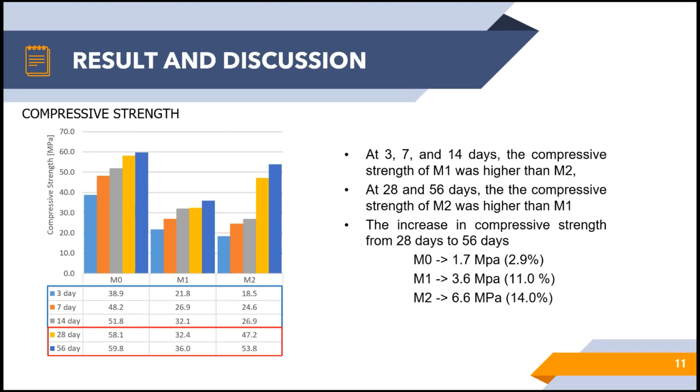The increase in compressive strength from 28 to 70 days for M0 is 1.7 MPa or only 2.9%. But for M1, the increase is about 3.6 MPa or 11%. And for M2, the strength increased by 6.6 MPa or 14%.